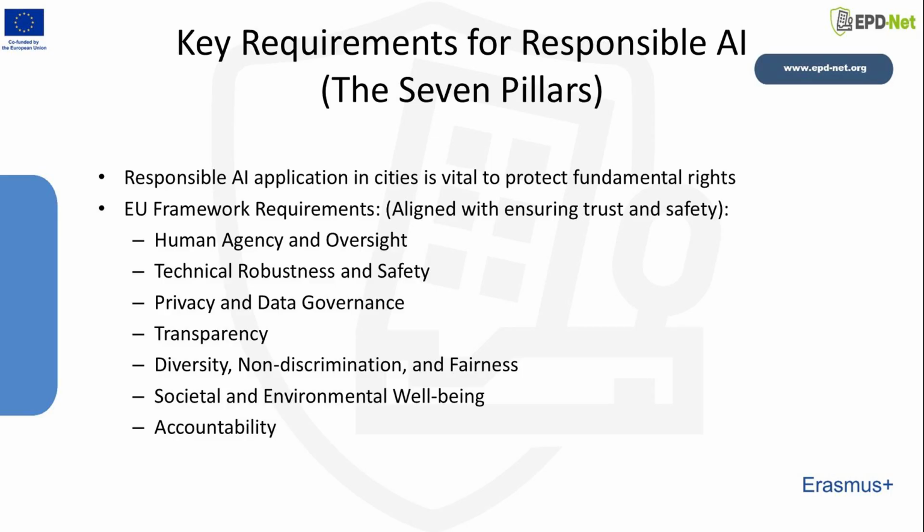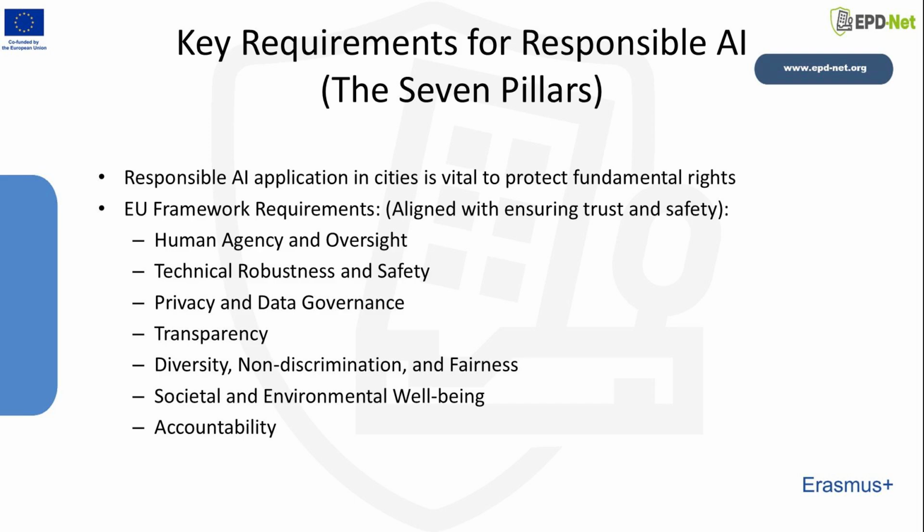Fortunately, we have frameworks to guide this. The European Union, for example, has established 7 key requirements for a successful AI utilization. These are often referred to as the 7 pillars of trust and safety. First, human agency and oversight. AI must enhance, not replace, human control and decision-making.